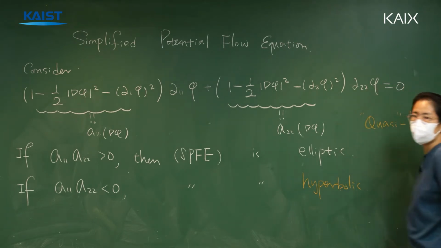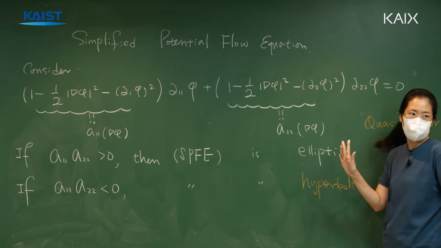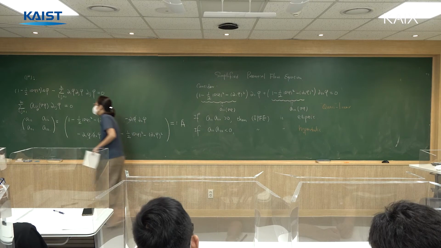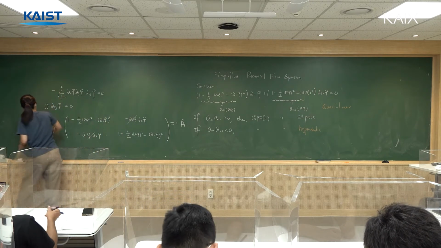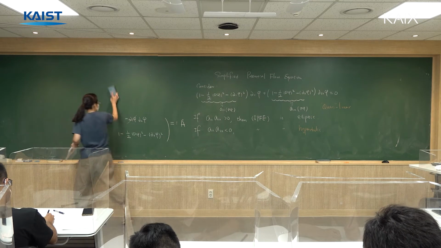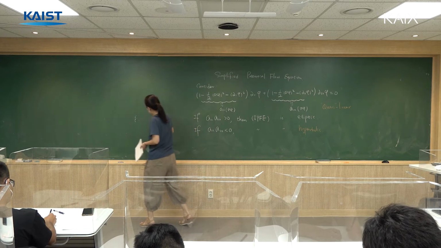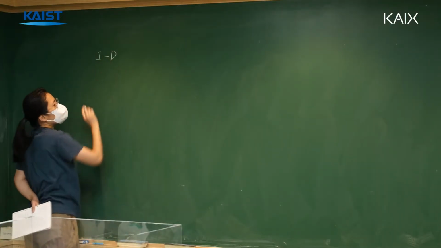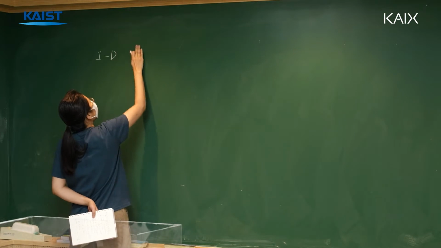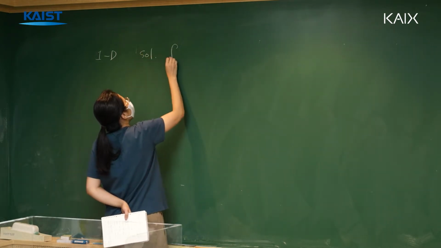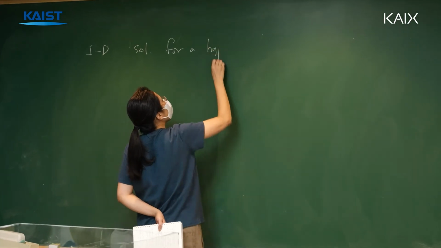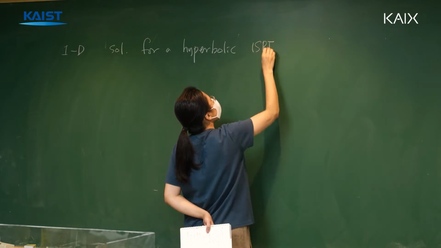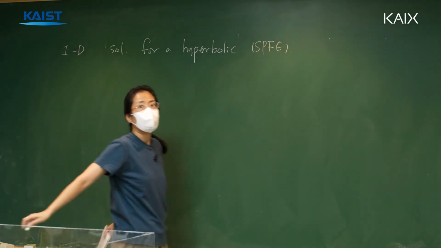So if you see this terminology, it means that the coefficient depends on the gradient, okay? All right. So from now on, let us talk about the hyperbolic solution. Start with the simplest case. So first of all, the 1D hyperbolic equation. So the 1D solution for a hyperbolic simplified potential flow equation, okay?